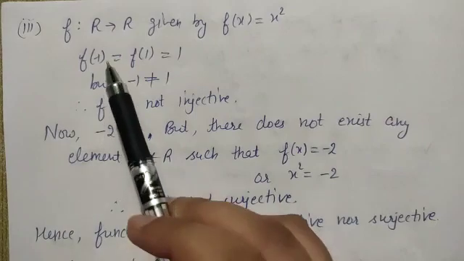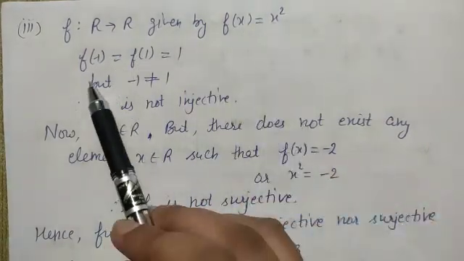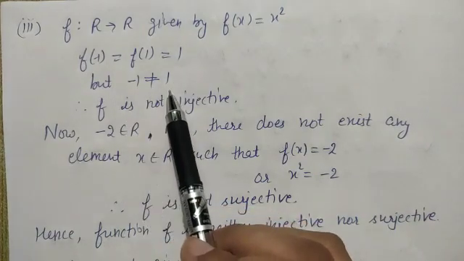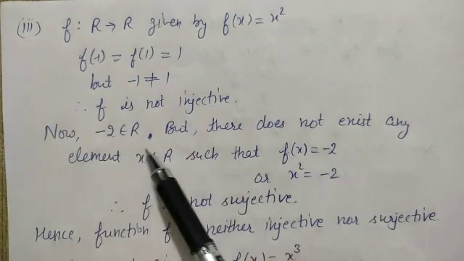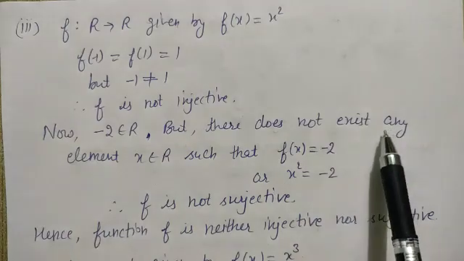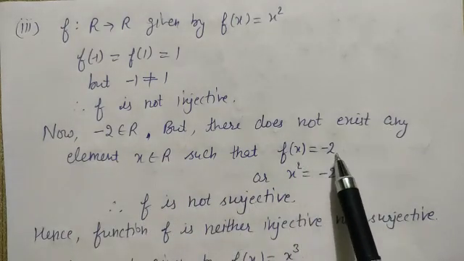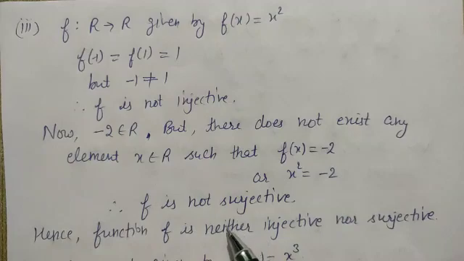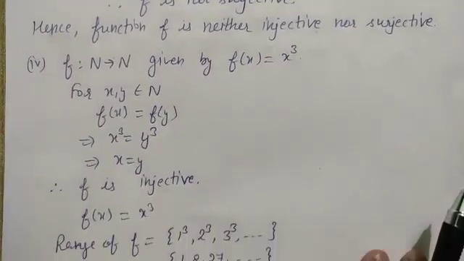Third part is function from R to R given by f of x equals to x square, f of -1 equals to f of 1 equals to 1, but -1 is not equals to 1. So f is not injective. Now -2 belongs to R, but there does not exist any element x belongs to R such that f of x equals to -2 or x square equals to -2. Therefore, f is not surjective. Hence, function f is neither injective nor surjective.